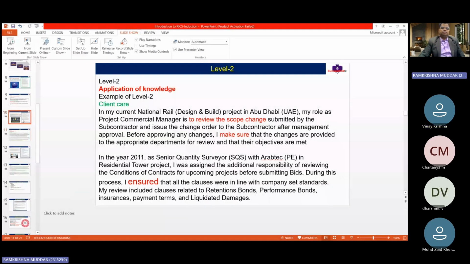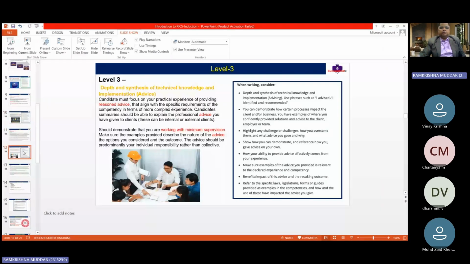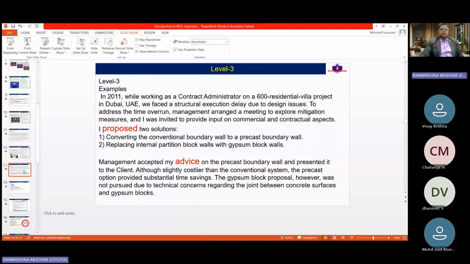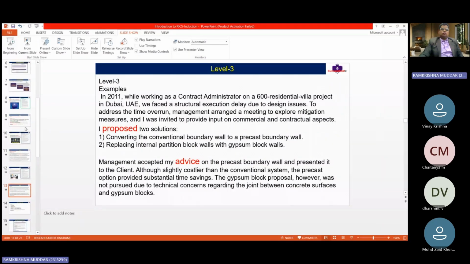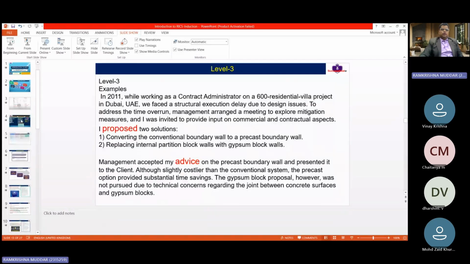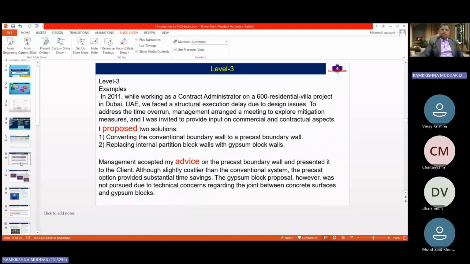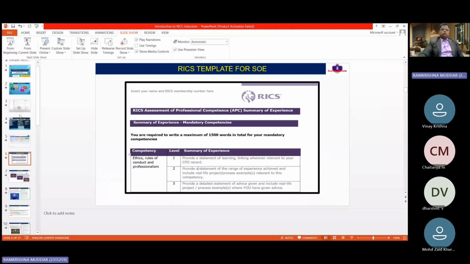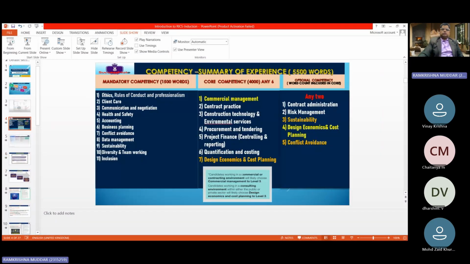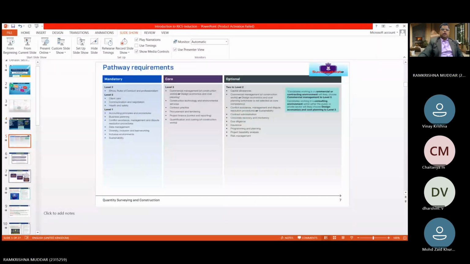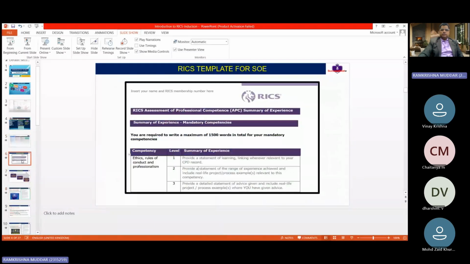So now, see, this is the summary of experience. Basically, these three levels. Now let's go back to our first slide. Under ethics and rules, let's go here first. So now this is ethics, rules of conduct and professionalism. Once the training completes for this, I will share the RICS approved template. We have to write level 1, level 2 and level 3.